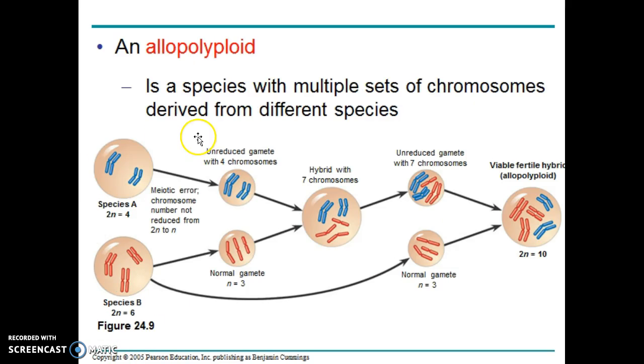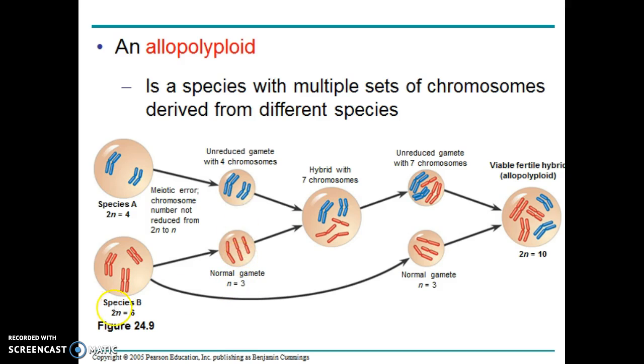In our next example, we're going to be talking about allopolyploids, which is where there's a couple different species involved. In this particular instance, there's species A and B. Species A, 2N equals 4. Species B, 2N equals 6. There have been occurrences where there have been meiotic errors within one species, resulting in unreduced gametes containing 4 chromosomes apiece. So there was some non-disjunction going on.